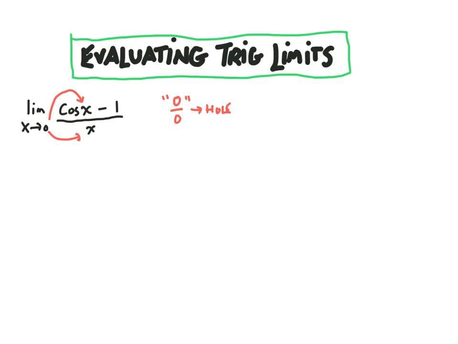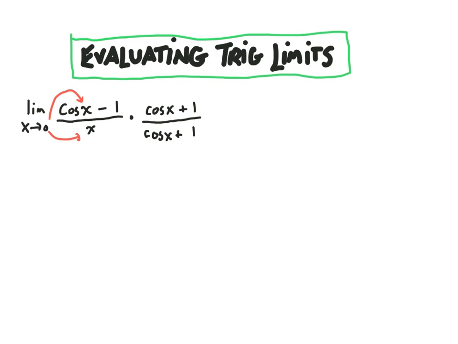Sine x over x had a hole, and tan x over x had a hole. It just so happened that sine x over x and tan x over x had a hole right at y equals 1. We need to figure out where the hole is in this particular graph. It might be at y equals 1, it might not. Since substitution won't work in order to evaluate this limit, we have to try something else. Here's an idea. Let's try the conjugate.